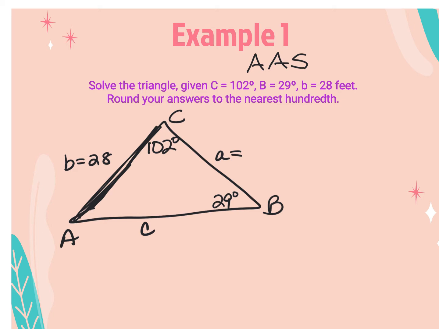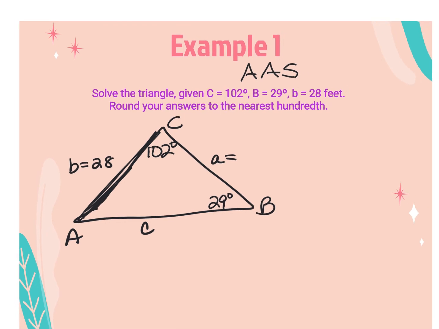Now, just like before, when we solved the right triangles, we need to find the value of all six, the three angles and the three sides, once we're finished. So I don't know angle A. I do know angle B, and that's 29 degrees. Angle C is 102.